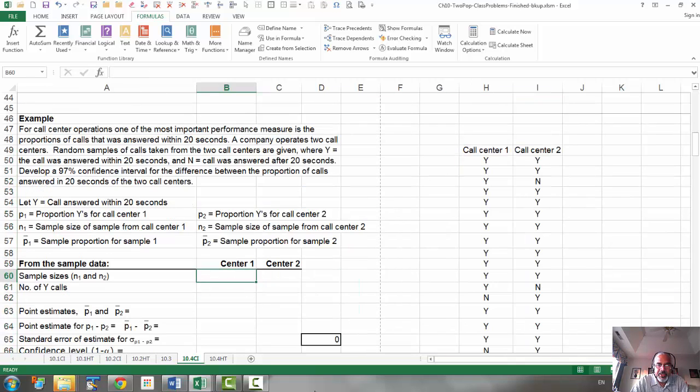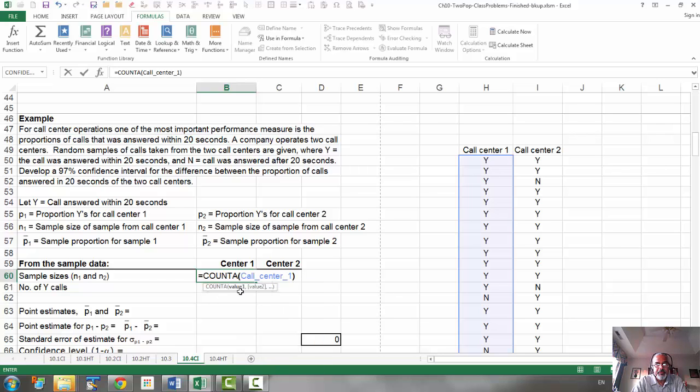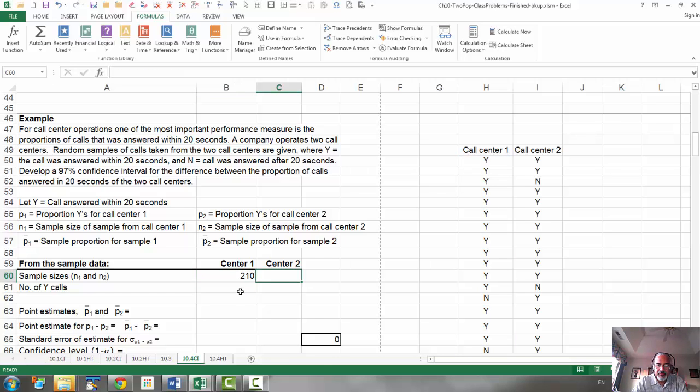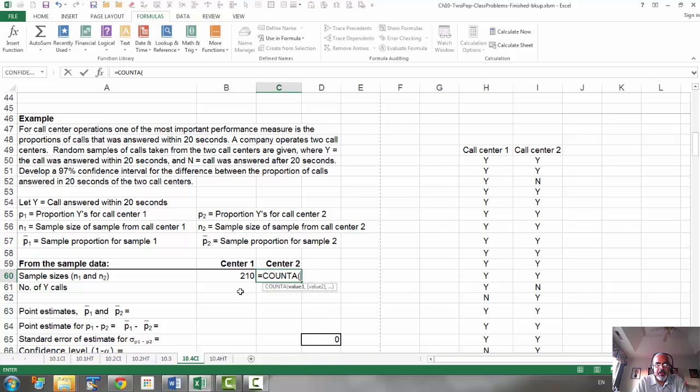So now the sample size will be, we need to use COUNTA. COUNT will only count numerical values. So we have to use COUNTA of call center 1, and COUNTA of call center 2 will be the sample size for the second center.